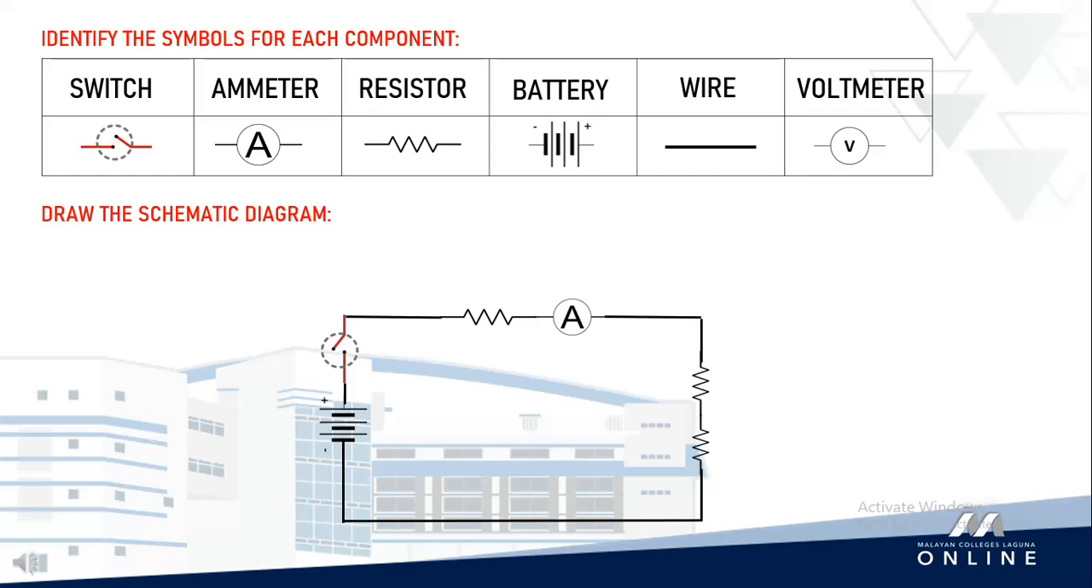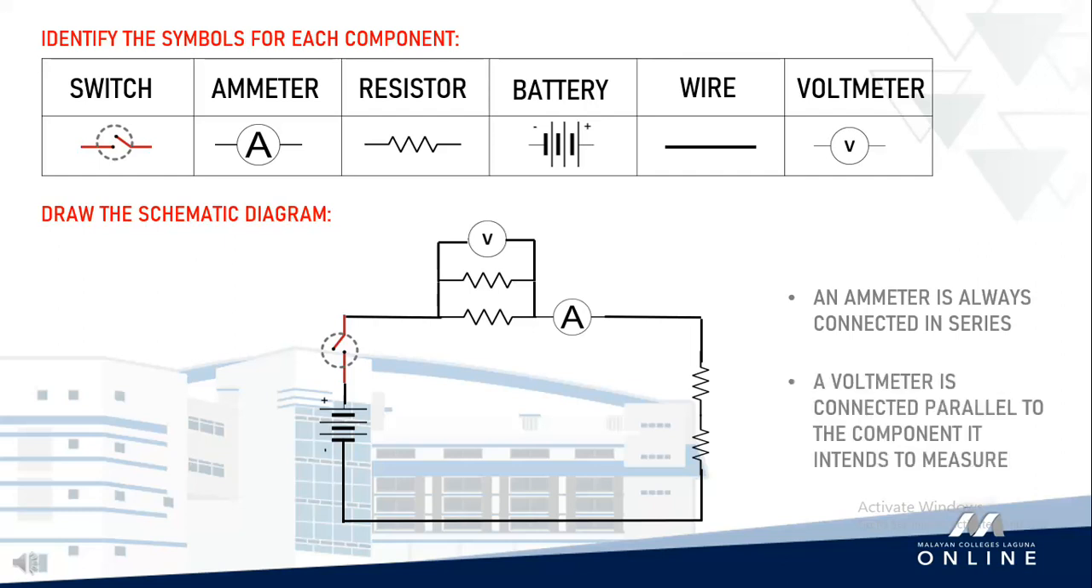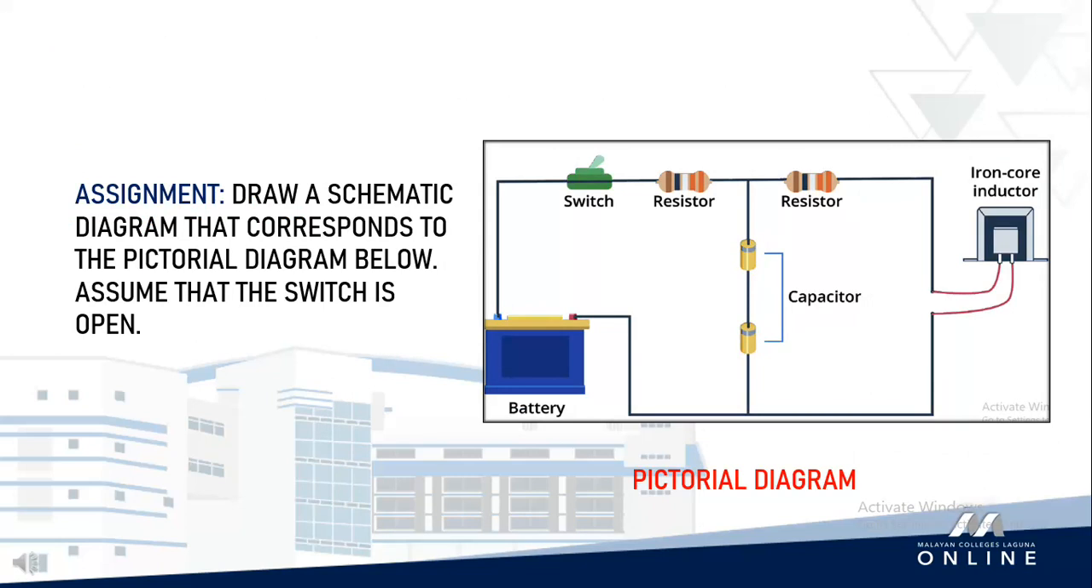Next, we will be doing the parallel connections. We have one resistor parallel with this resistor, then another parallel connection for a voltmeter. Always remember that an ammeter is always connected in series, while the voltmeter is connected in parallel with the component it wants to measure. Quite easy, right?